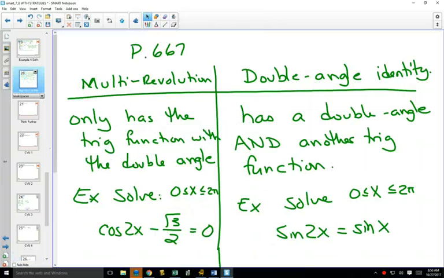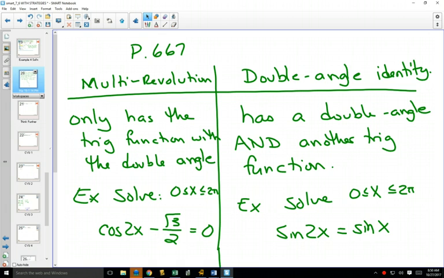Here's our next two examples. And prior to them, what's going to happen now is things get complicated because now with the double angle formulas, sometimes they're multi-revolution questions, sometimes they're double angle identities. How do I know when I could use a multi-revolution style to solve it? And how do I know when I should use one of my double angle identities?